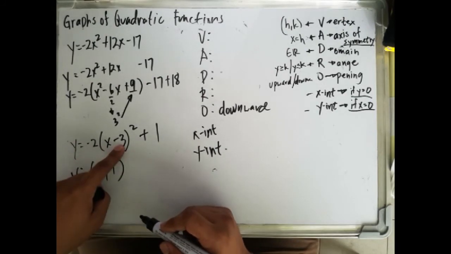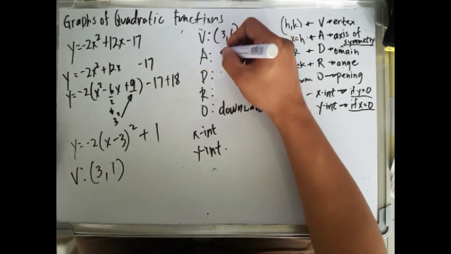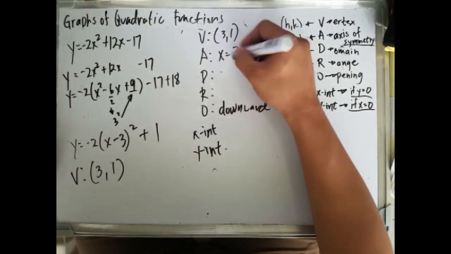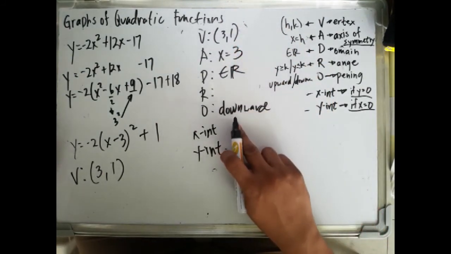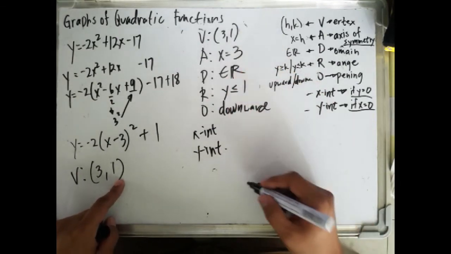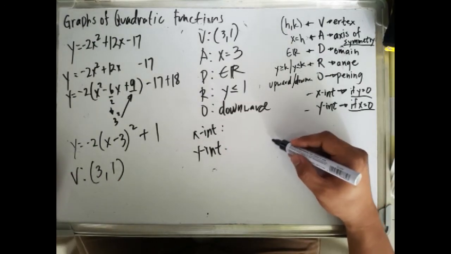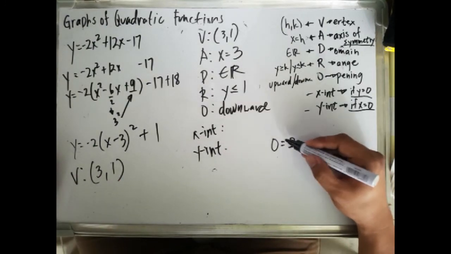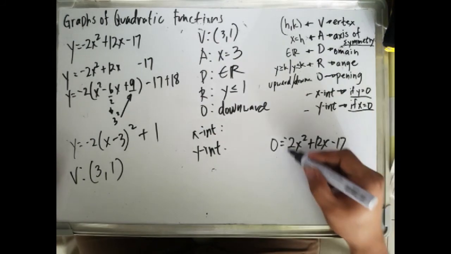Okay, so 3. Kaya naman natin, the axis of the vertex is 3, 1. Axis of symmetry is the value of h. The domain is always elements of real numbers. Yung range natin dahil downward, so it starts with 1 and less than or equal to 1. Okay, x-intercept. So we set y as 0, 2x squared plus 12x minus 17.